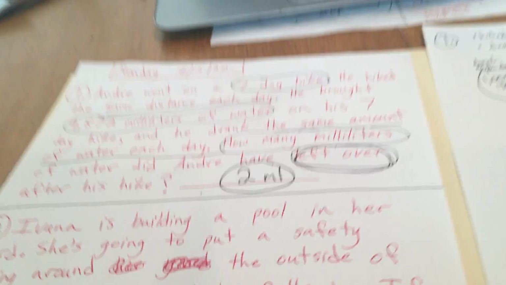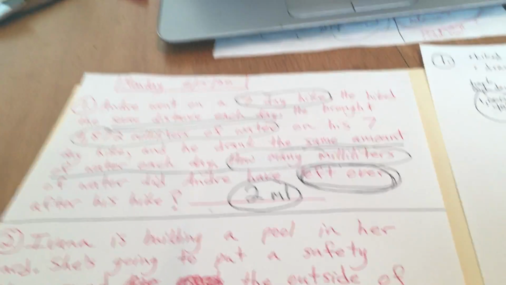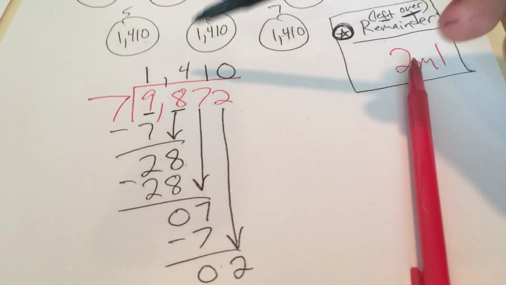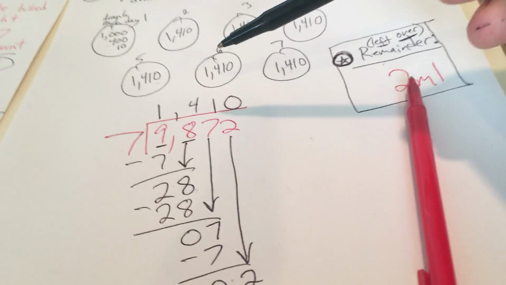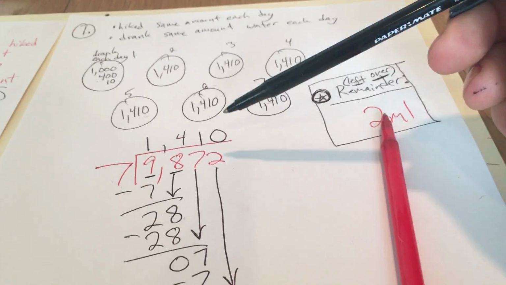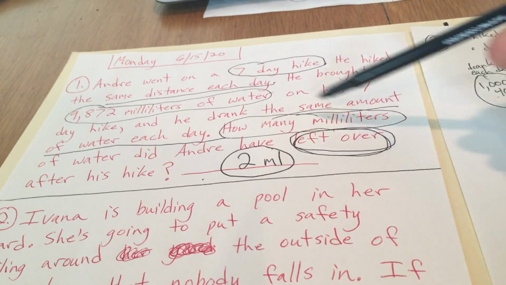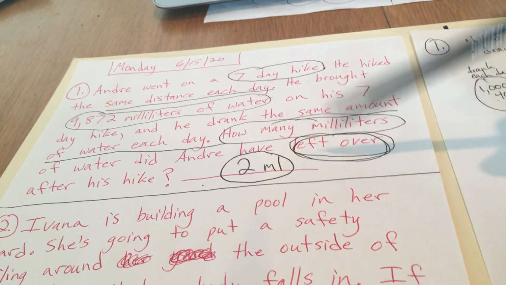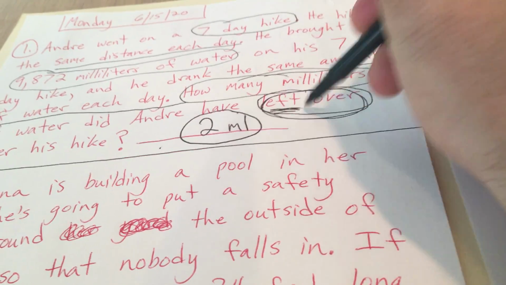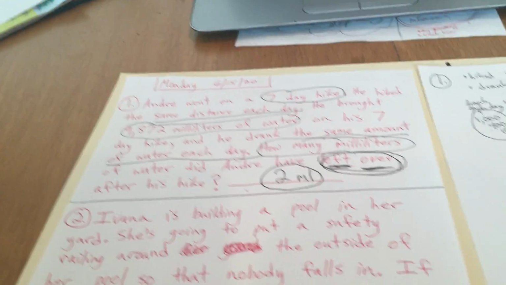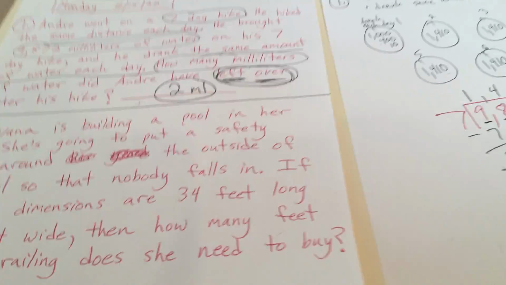Give yourself some snaps. If you got 2 milliliters, then congratulations, you are awesome. If you didn't quite get that, if you got the answer of 1,410, that's how much he drank each day, yes, but that's not what the question asked. So good job with your division if you got 1,410 with a remainder of 2. But you got to be really, really careful when you're reading these problems to make sure that you answer the question. How many did he have left over? So the remainder of 2 milliliters is the answer. Okay, good work. That was tricky.